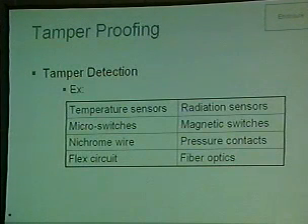Tamper detection is basically temperature sensors, any types of radiation detection, magnetic switches of sorts. Nichrome wire is a device that is sometimes used to wrap a device before it's potted, and the physical property of nichrome wire is that when you cut the wire, it changes the resistance and you can detect a voltage drop. Nichrome wire is also susceptible to temperature variations.